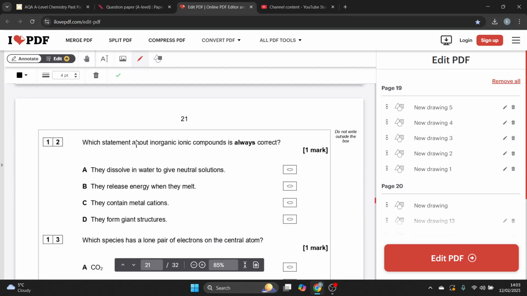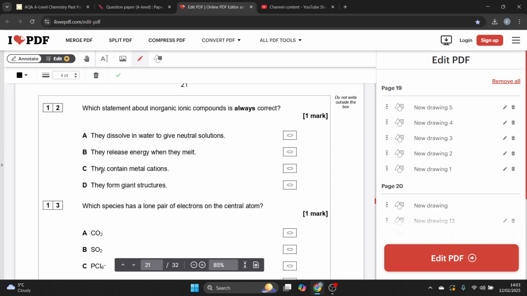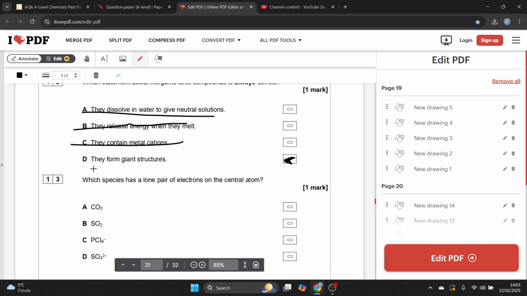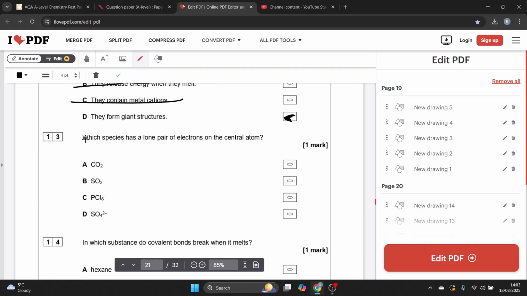They dissolve in water to give neutral solutions. They release energy when they melt. They contain metal cations to form giant structures. Inorganic ionic compounds, yeah, they do form giant structures. They dissolve in water to give neutral solution, no. They release energy when they melt, no. It's not always correct. So yeah, they form giant structures is always correct.